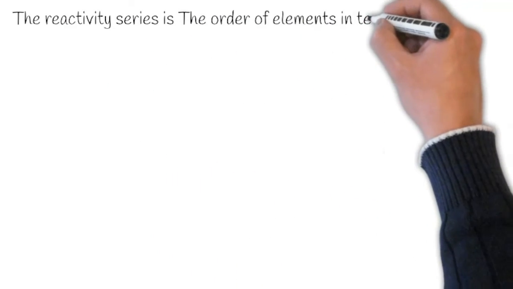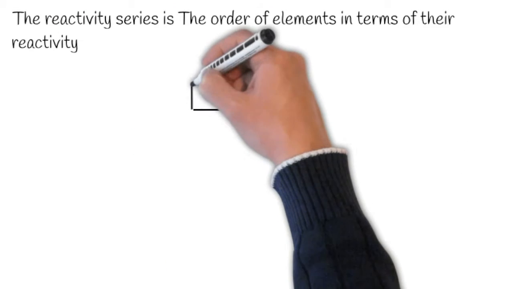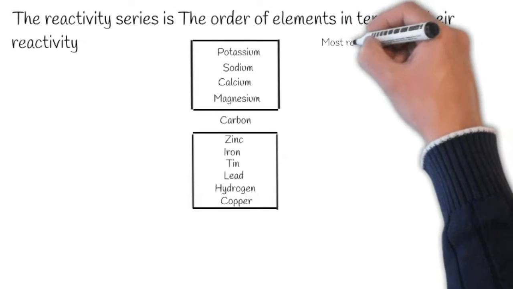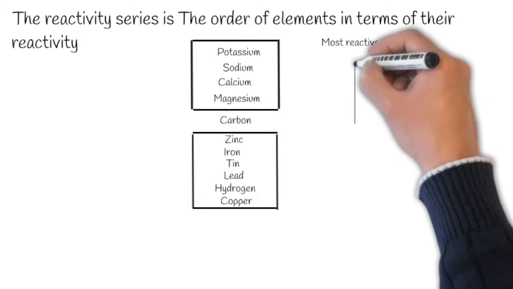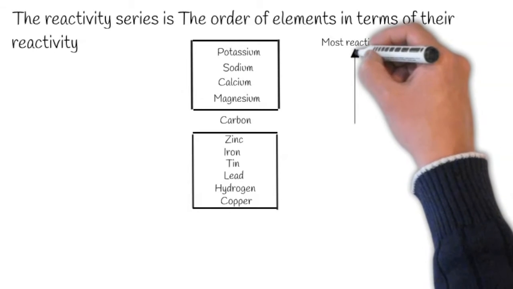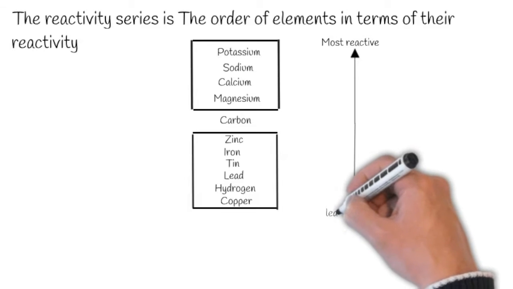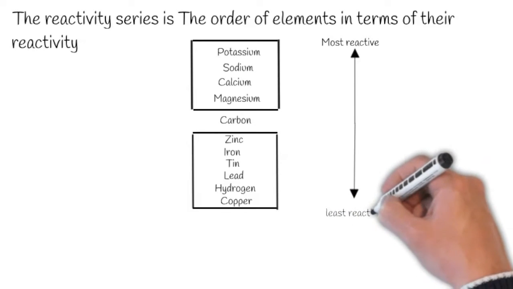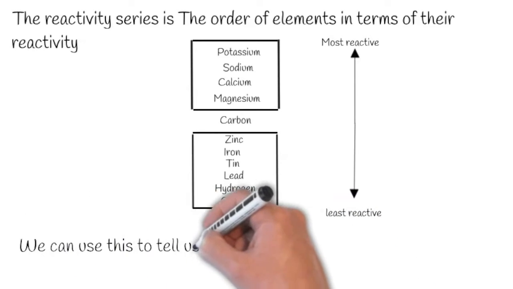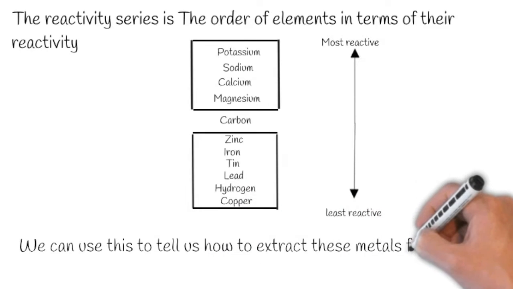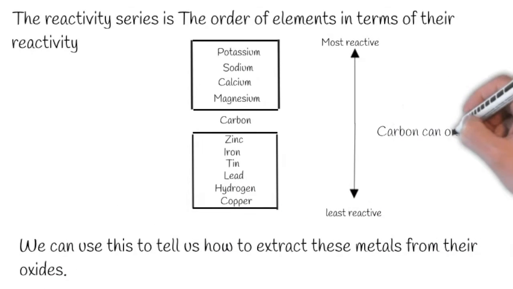The reactivity series is the order of elements in terms of their reactivity. We have the most reactive at the top and the least reactive at the bottom. We can use this to tell us how to extract these metals from their oxide.